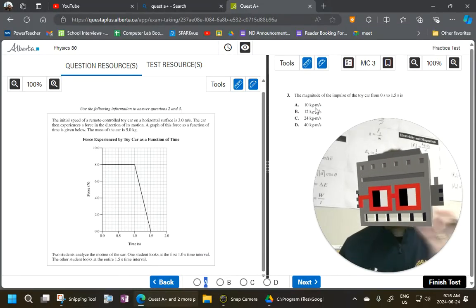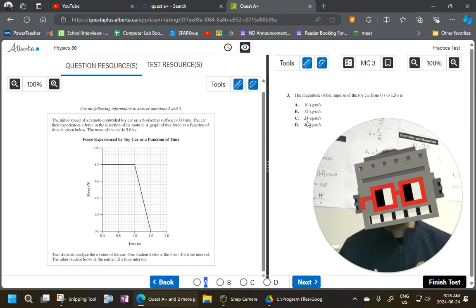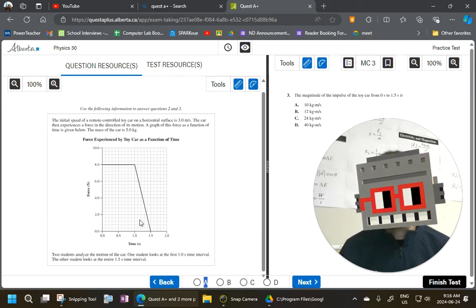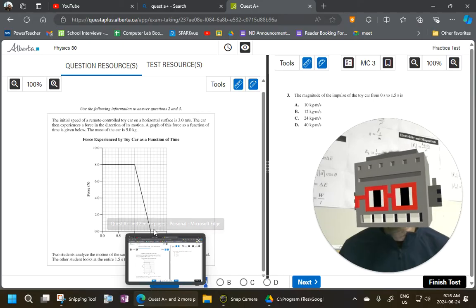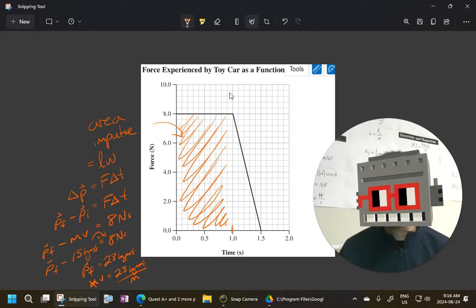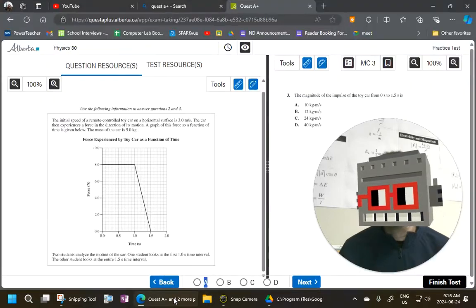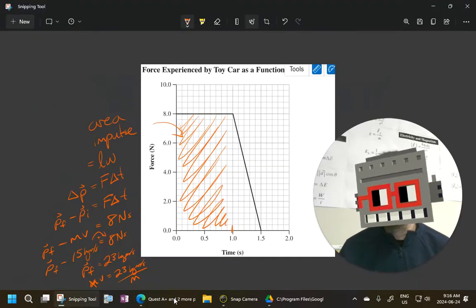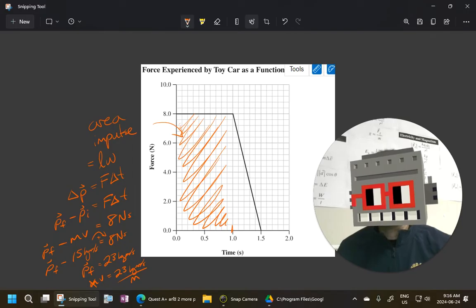So I can cross off A and B, probably C as well, unless this ends up being much smaller than it is. But we're looking for the impulse from 0 to 1.5. Remember, impulse is change in momentum. Oh, sorry, the impulse for that first part is 8. My bad. So 8 is for that first part. Okay, so it could be any of these answers. That's fine. So this first part, 8 Newton seconds.